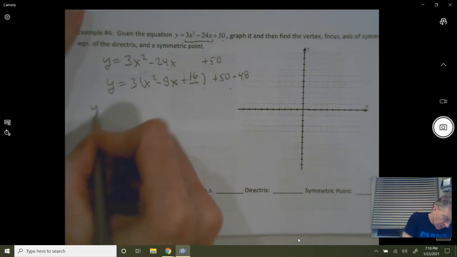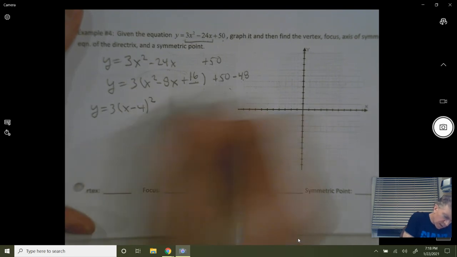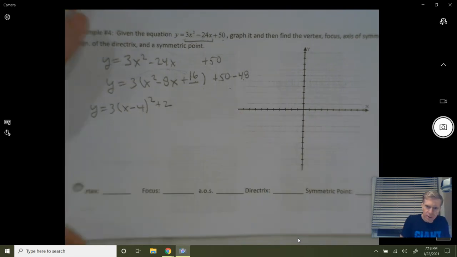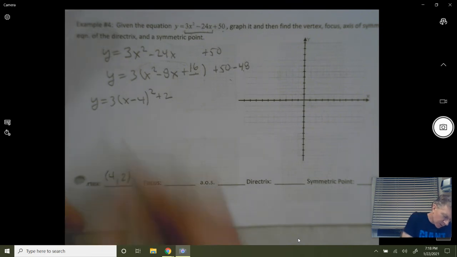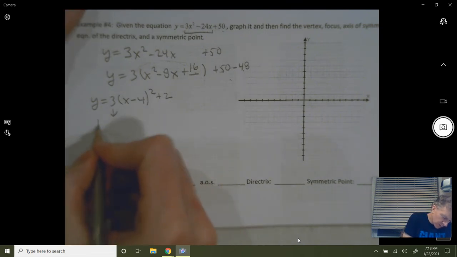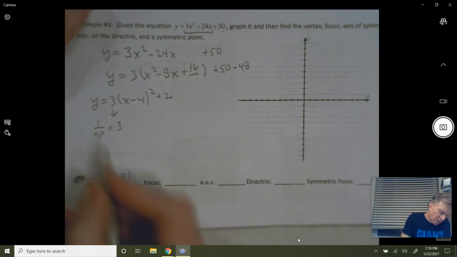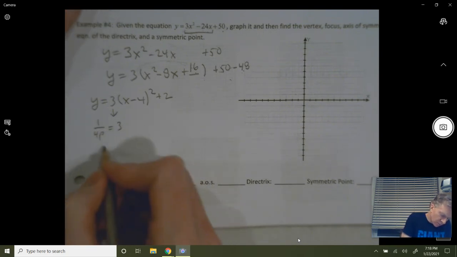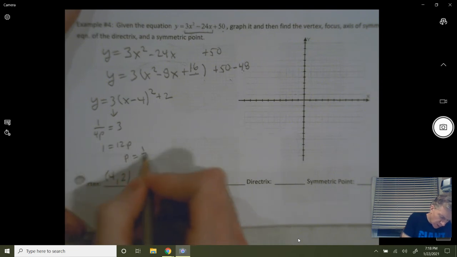Okay, so now I've got y equals 3 times x minus 4, quantity squared, plus 2. So my vertex is going to be 4, comma 2. Now this is where it gets tricky. This is 1 over 4p. So multiply both sides by 4p, 1 equals 12p, and p is going to equal 1 over 12.